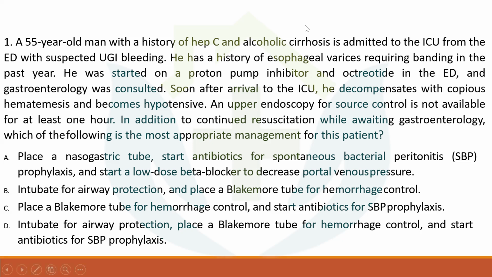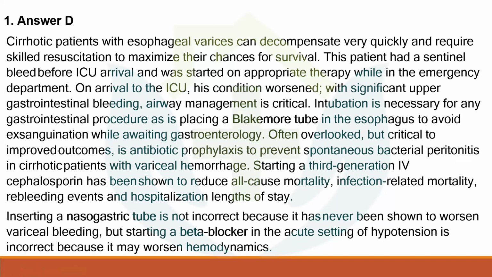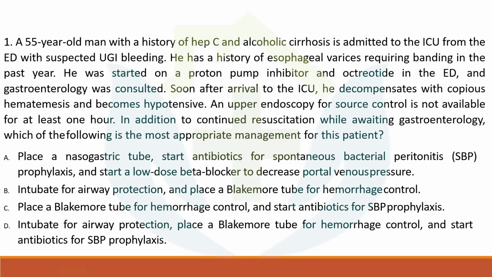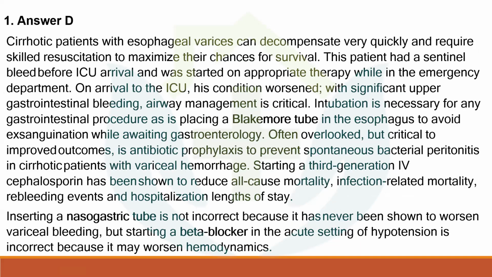Let's see what the correct answer is. So the correct answer is D. All of you are correct. What was the D option? It was intubate for airway protection, put a Blackmore tube, and antibiotics for SBP prophylaxis. Now, cirrhotic patients with esophageal varices can decompensate very quickly and require skilled resuscitation to maximize their survival. The patient had a sentinel bleed before ICU arrival and was started on appropriate therapy while in the emergency department. On arrival in the ICU, the condition worsened with significant upper gastrointestinal bleeding.